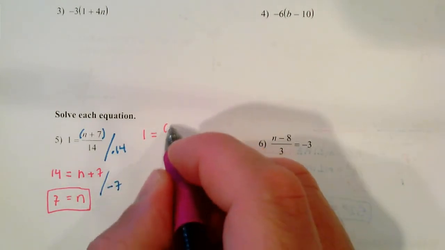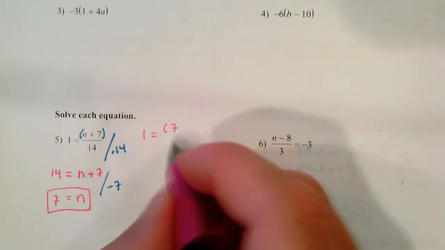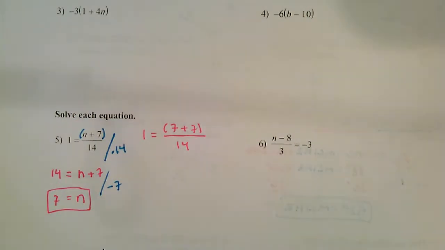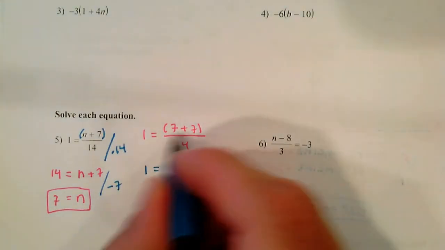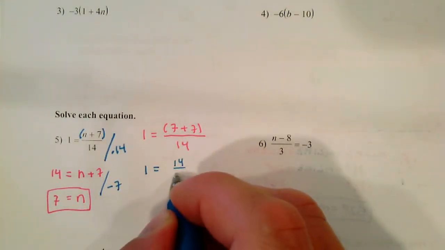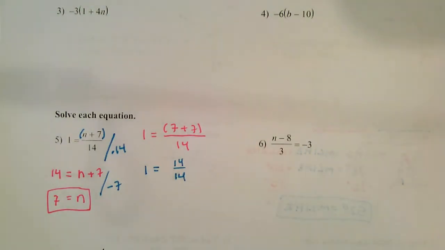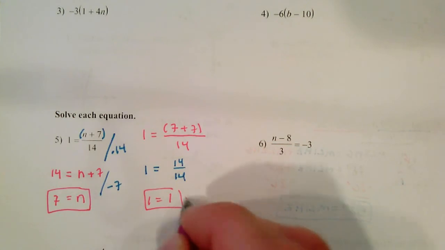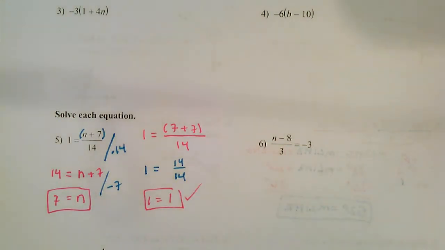1 equals n is 7, plus 7, over 14, sorry. So 1 equals 7 plus 7 is 14 over 14, and 14 over 14 is simply 1. So check mark. You're in good shape. Let's see, and I think the rest of these on this page are all pretty similar, so have at it.